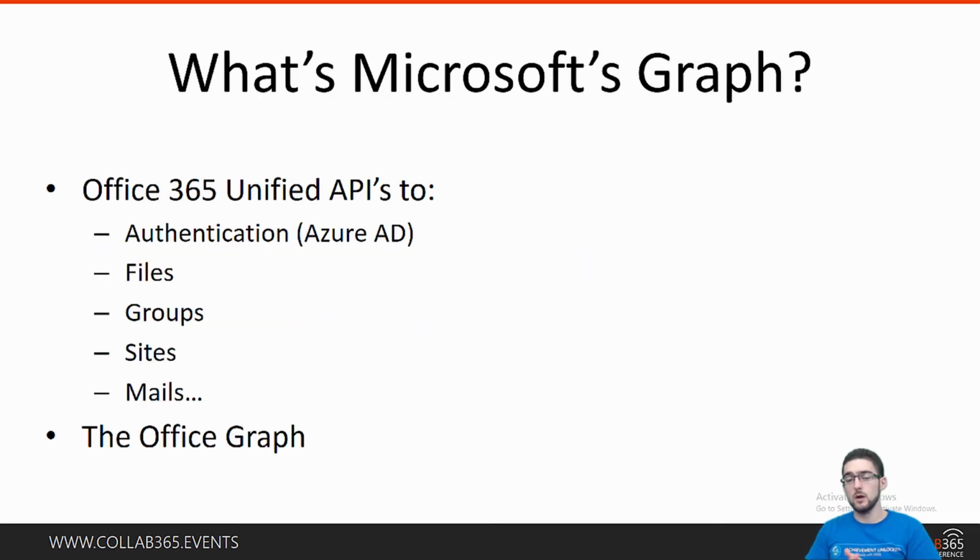So what is Microsoft Graph? We have multiple things within it. We first have the Azure Active Directory authentication APIs, plus what we call the Azure Graph, which is more about the identity of people. Then we also have the Office 365 unified APIs to files, groups, sites, mails, and so on. And we also have what we call the Office Graph, which is actually insights about all this data. I will talk more about it a little bit later.